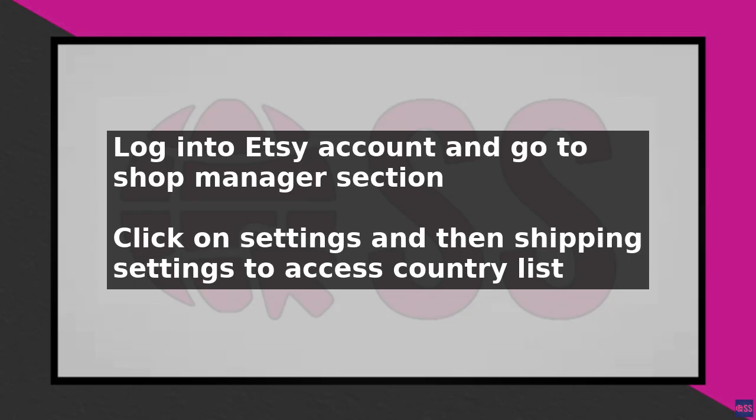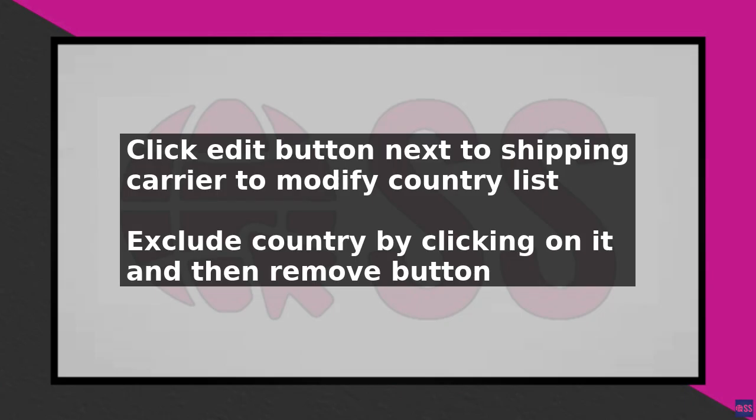To exclude a country from this list, click on the Edit button next to the shipping carrier you want to modify. This will bring up a list of all the countries that are currently included in that shipping carrier. To exclude a country from this list, simply click on the country you want to exclude and then click on the Remove button.